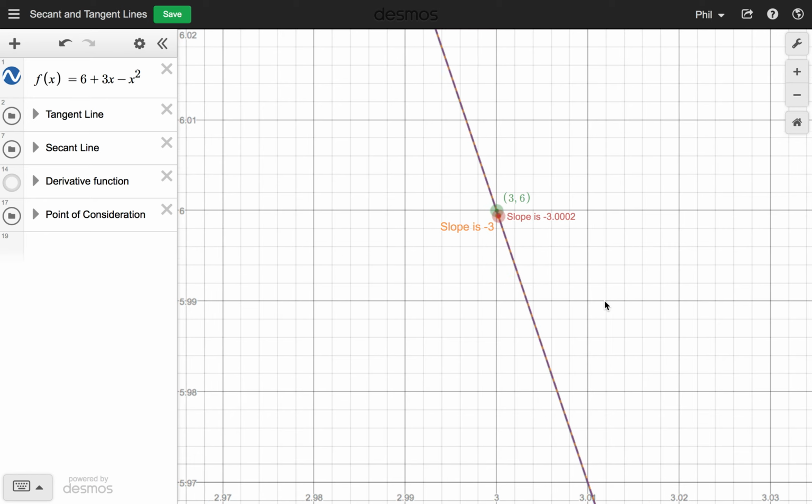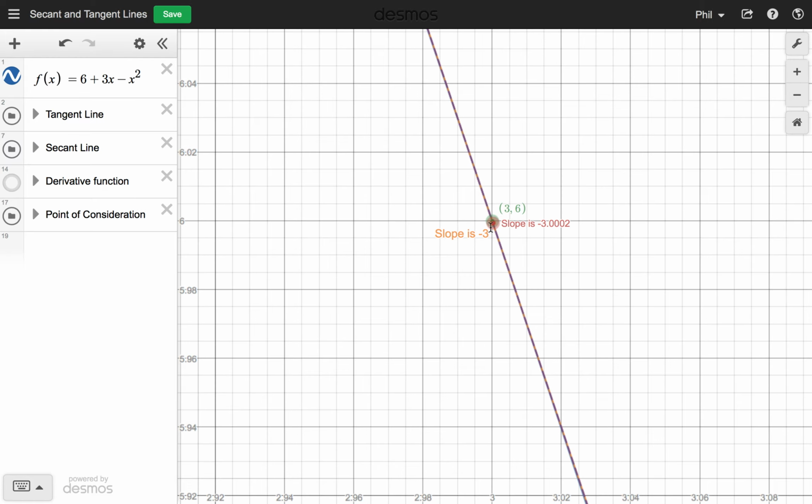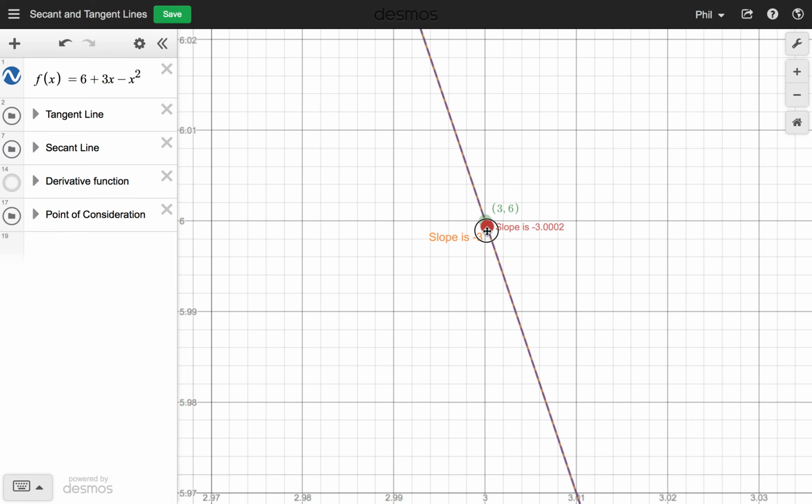All right, so as I zoom in further and further, I can get the red value to approach the orange value even more closely. Now, once we've done that, we zoom out a little bit. Let me first pull the red dot away.